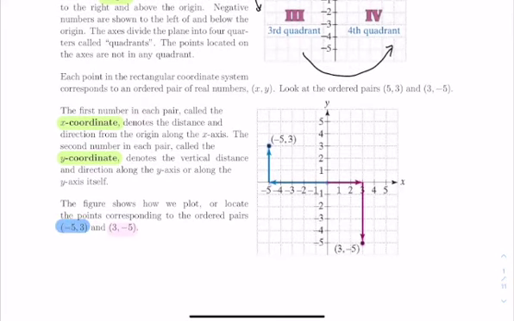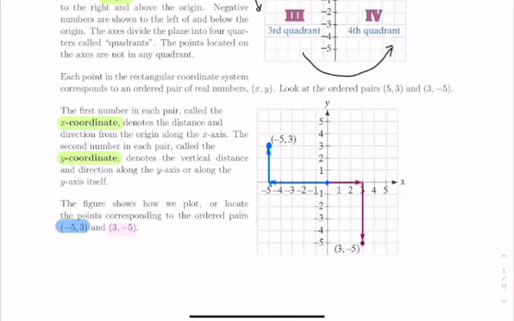Because our x is -5, that means we are going to start at the origin and we move 5 units to the left since it's negative. Once we reach that point, we look at the y-coordinate, which is a +3. So we're going to move up 3 units. And once we get to that point, that is our point on the graph for (-5, 3).